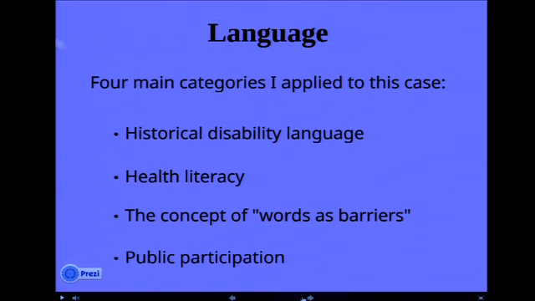So, four main categories of language: how disability policy was historically written, health literacy, the concept of words as barriers, and public participation.